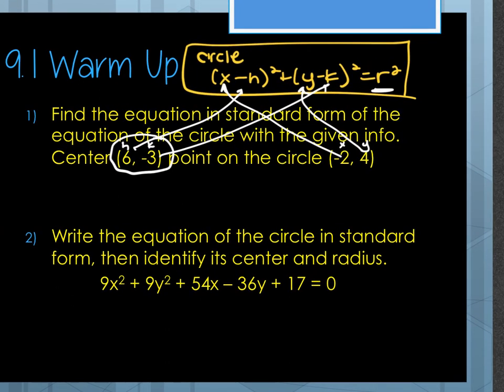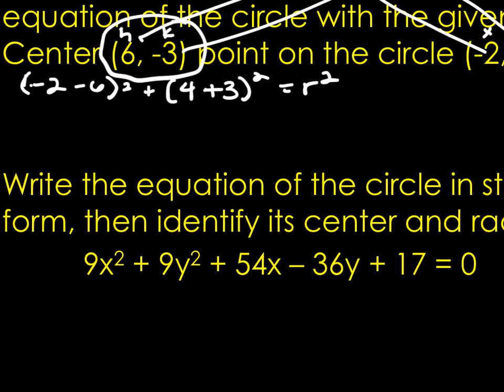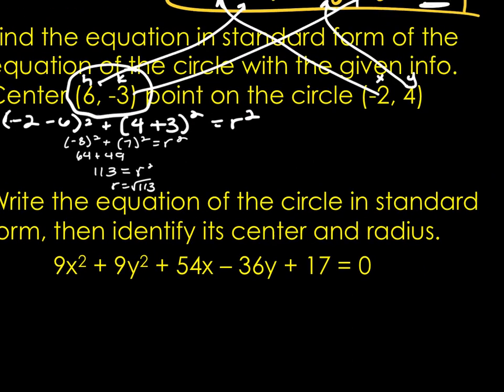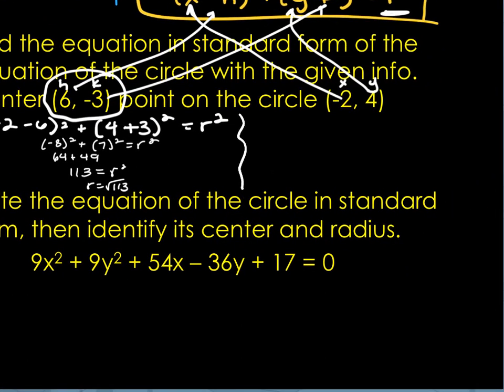If you did that, it would look something like this. x is -2, so -2 minus h squared, plus y, which is 4 minus a -3, becomes +3, squared, equals r squared. And then I'm just going to work that out. So this becomes (-8) squared plus 7 squared, 64 plus 49, 113 is r squared. If it had asked for radius, I would say that the radius is the square root of 113, but it's not asking specifically for the radius, it just wants the equation, which means I didn't even have to go through that last step.